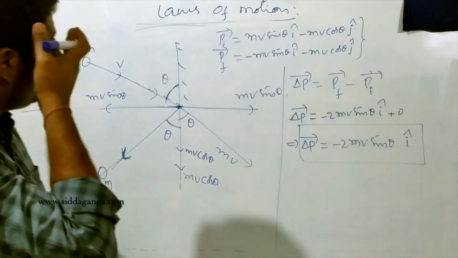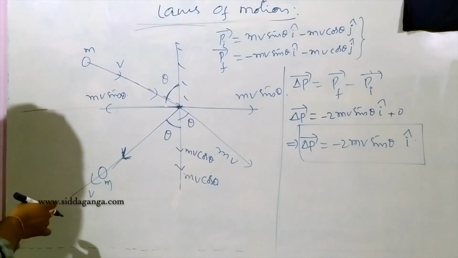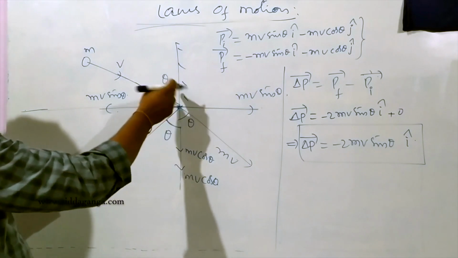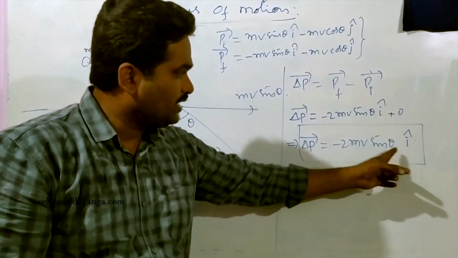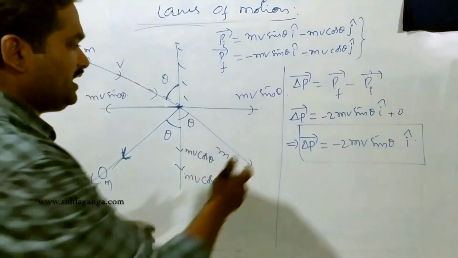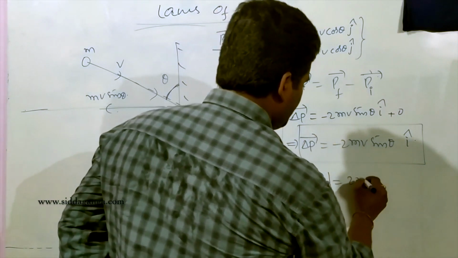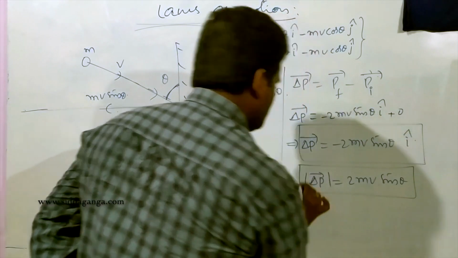This is the formula we have to find out the change in momentum, if a ball is going to hit the wall and rebound back with the same velocity, making the same angle theta with the wall. See here, the ball is making an angle theta with the wall. Then the change in momentum will be equal to minus 2 mv sin theta into i cap. What is the magnitude of change in momentum here? Mod delta p will be equal to 2 mv sin theta. This is the magnitude of change in momentum.